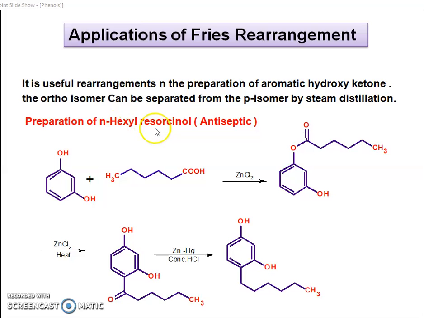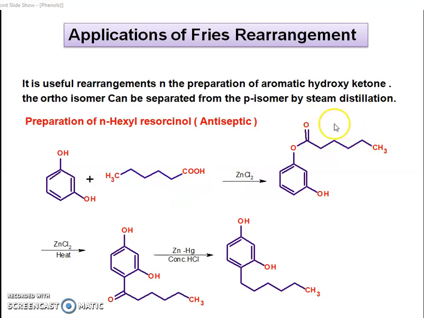The first application we will see is the preparation of n-hexyl resorcinol, and n-hexyl resorcinols are antiseptic drugs. So how will you get this? In the presence of zinc chloride, what happens? The lone pair of the oxygen attacks and is replaced by this OH. How will you replace it? The OH is converted to a good leaving group, Cl, which attacks this carbonyl carbon and replaces the OH.